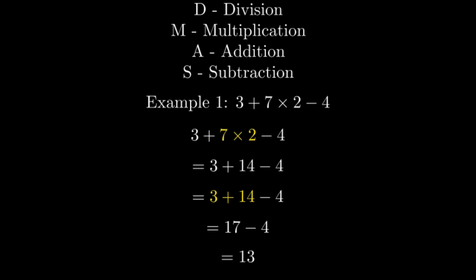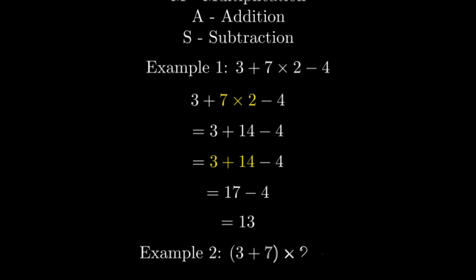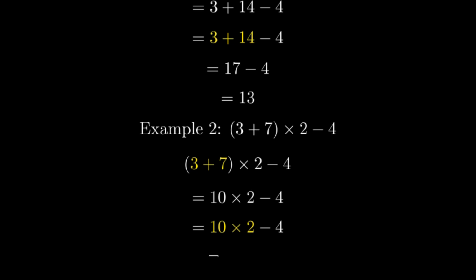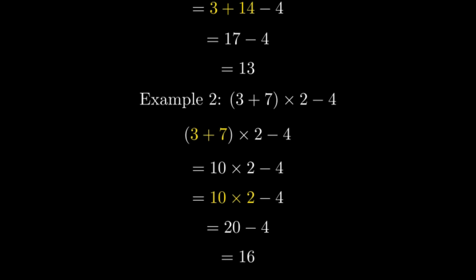Now let's see what happens when we introduce brackets. This time we have brackets around the 3 plus 7. The B in BODMAS tells us to do what's inside the brackets first, overriding the normal order. So we first calculate 3 plus 7, which is 10. The expression becomes 10 times 2 minus 4. Now we follow the rules again. Multiplication before subtraction. 10 times 2 is 20, and 20 minus 4 is 16. A completely different answer, all because of the brackets.